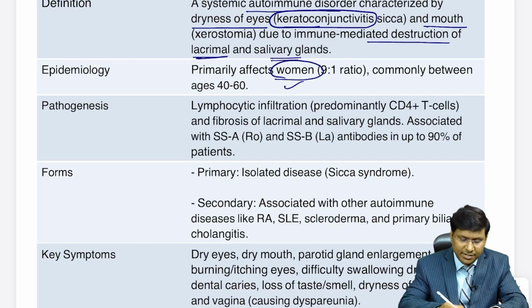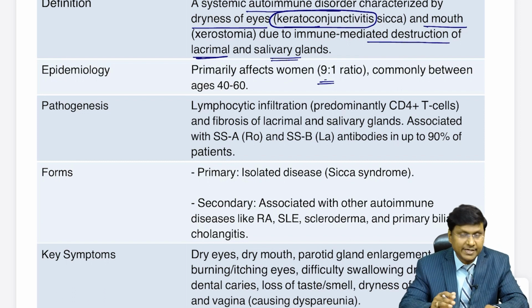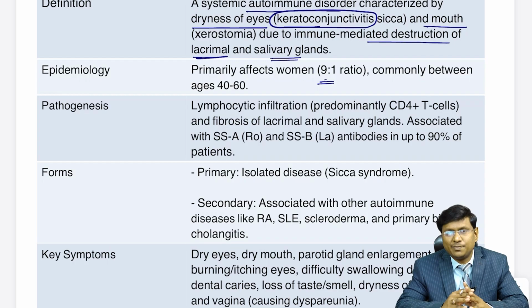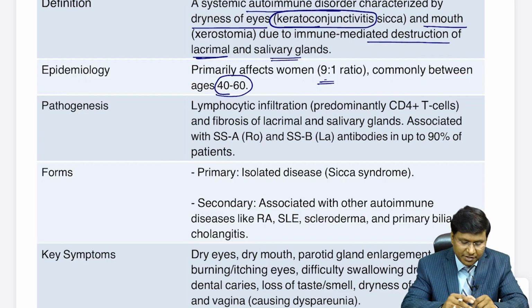And if you take the epidemiology of this Sjögren's syndrome, it commonly affects women. Because this is an autoimmune disorder, this is commonly observed in women, right? And the ratio is almost 9:1. And what is the common age group at which you see this Sjögren's syndrome? This is commonly observed in the age of 40 to 60 years.